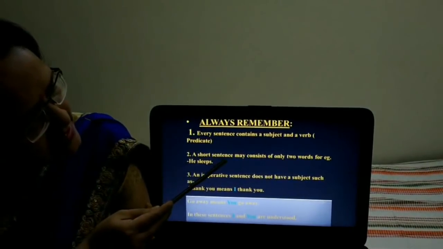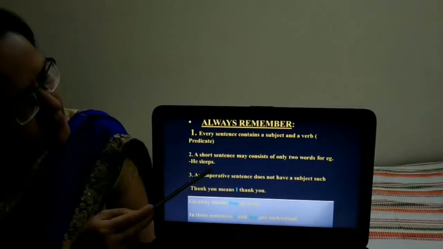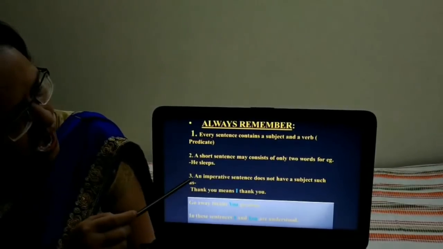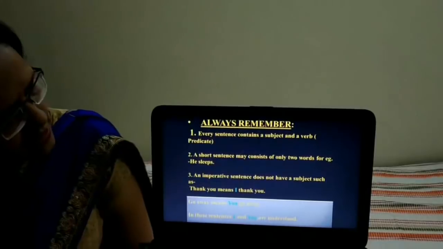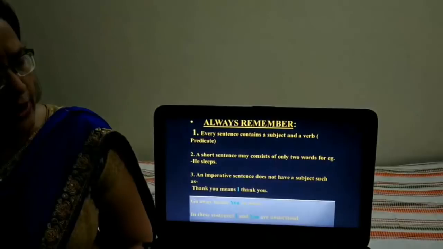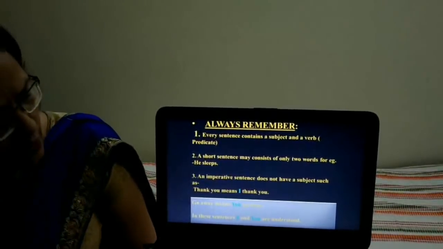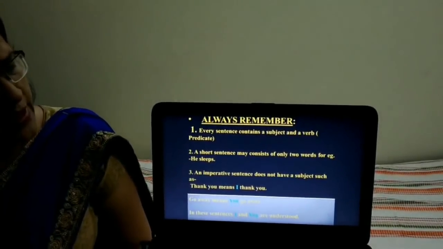A short sentence may consist of only two words. For example, he sleeps is a complete sentence. An imperative sentence does not have a subject, such as thank you, meaning I thank you. I is understood here. Go away means you go away. Here, you is understood. I hope this lesson is clear to you now.